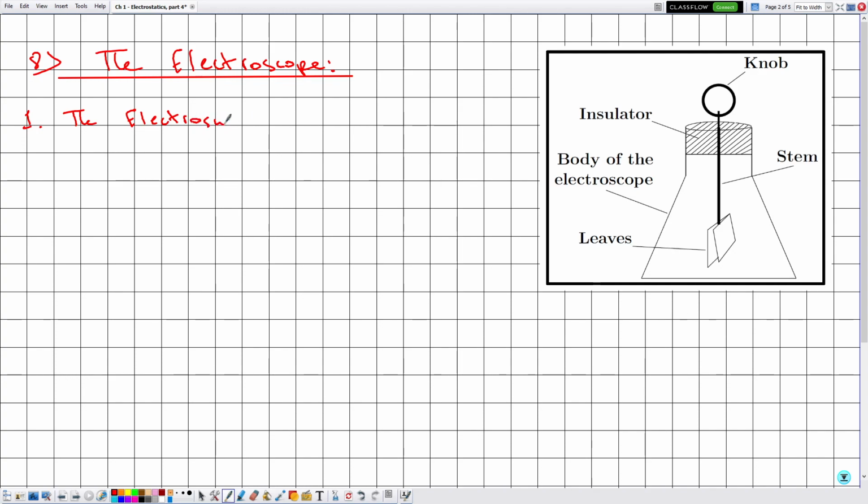So the electroscope is an instrument used to detect the presence of electric charges on a body.